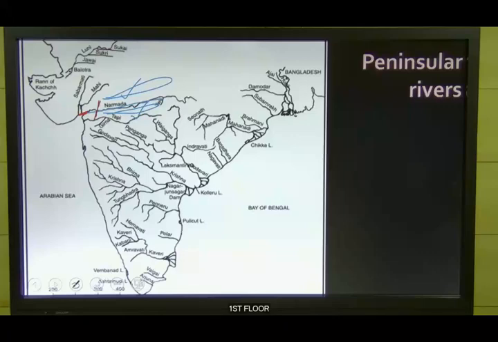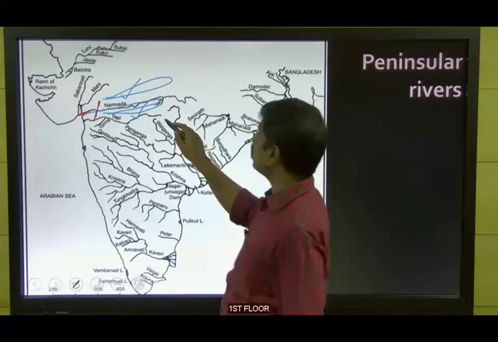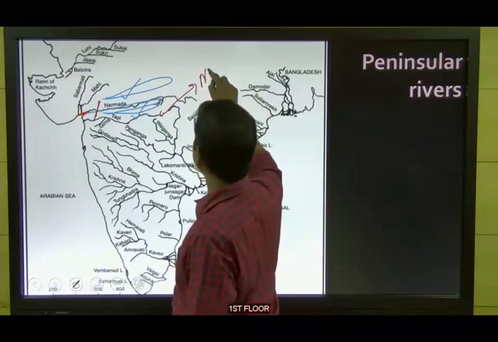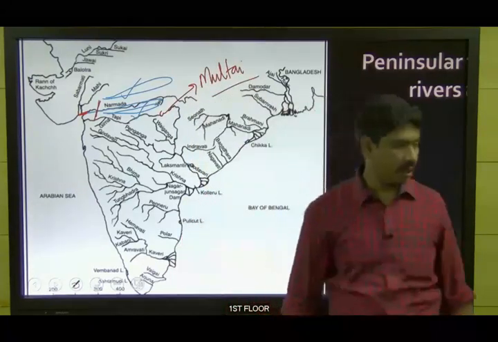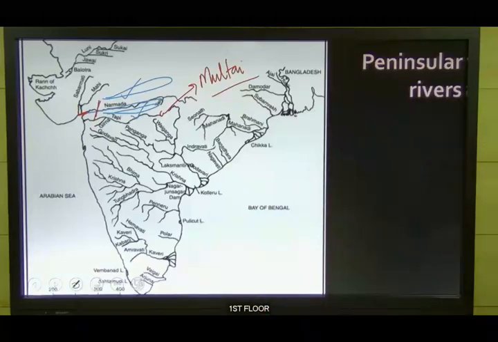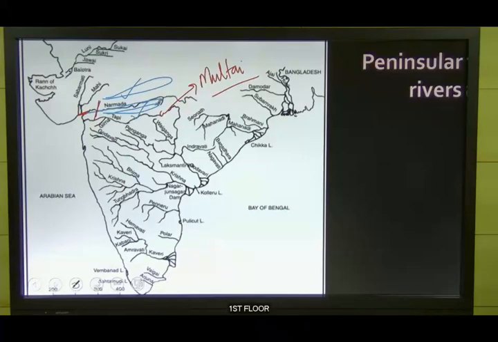Okay. Then Tapi. It originates from Multai. The region is known as Multai, in Betul district of Madhya Pradesh. And then it drains Madhya Pradesh and Maharashtra, and this also falls into the Arabian Sea.